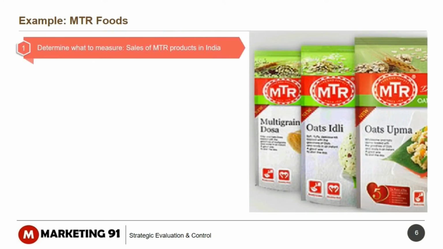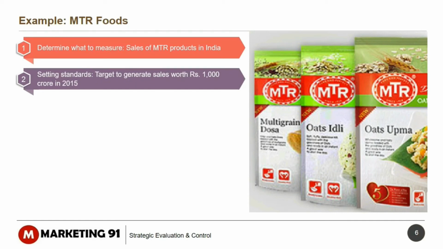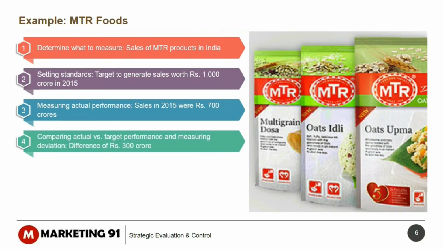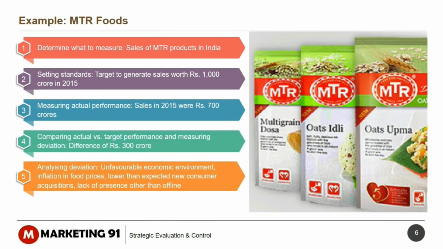Example: MTR Foods. Determining what to measure: sales of MTR products in India. Setting standards: target to generate sales worth rupees 1,000 crore in 2015. Measuring actual performance: sales in 2015 were rupees 700 crore. Comparing actual versus target performance and measuring deviation: a difference of rupees 300 crore. Analyzing deviation: unfavorable economic environment, inflation in food prices, lower than expected new consumer acquisitions, and lack of presence other than offline.